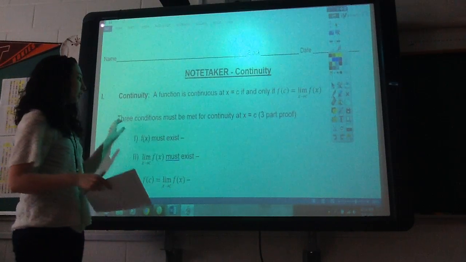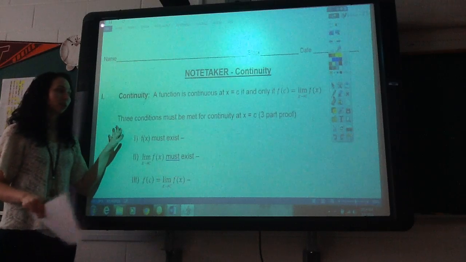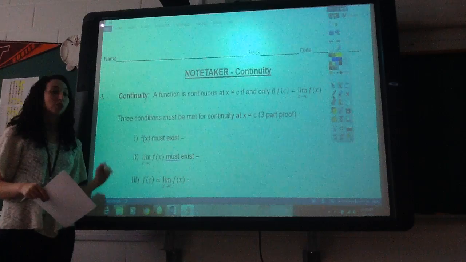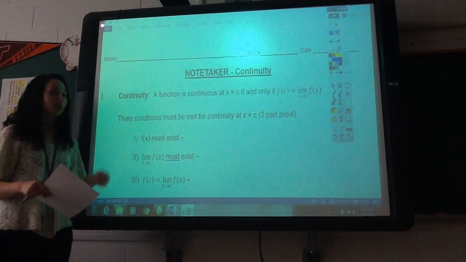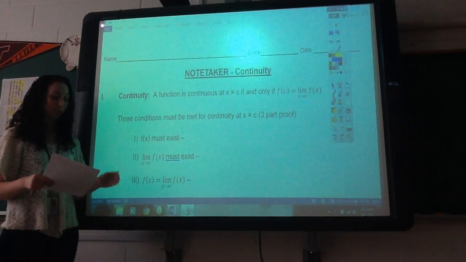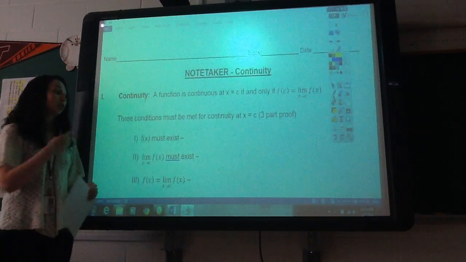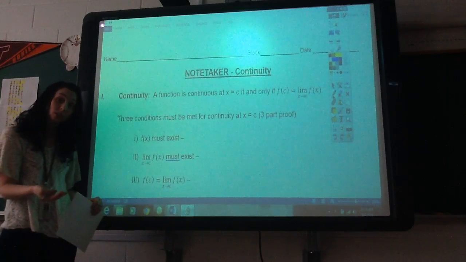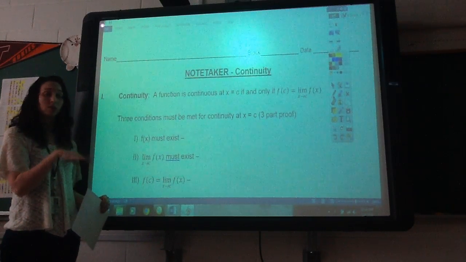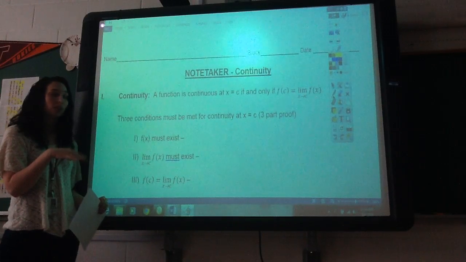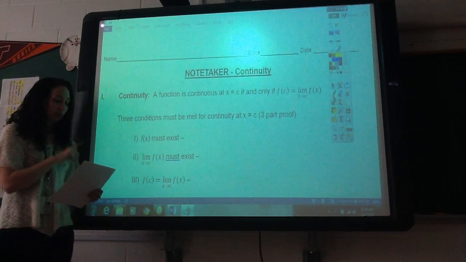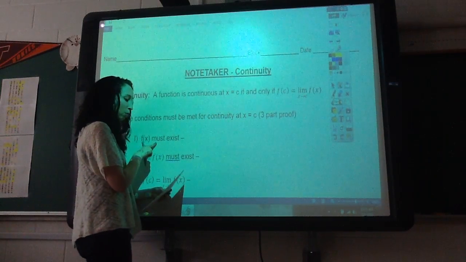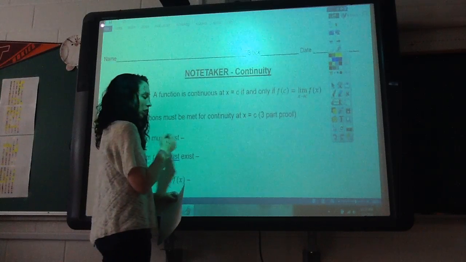So, the conditions that must be met for continuity at x equals c, there's 3 parts that you have to prove. And you have to do every single step for every single one, otherwise you have not completed the proof. Now, the great thing about this is that if you get to a part and that part does not work, then that means you're done, the proof failed, it's not continuous. So, f of x must exist. That is the very first thing, which means there must be a solid dot at x equals c.